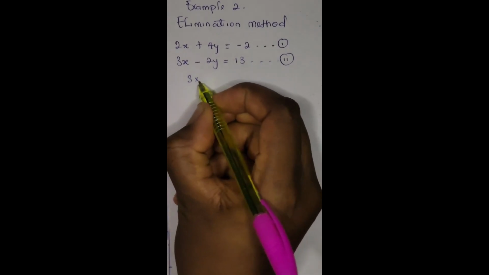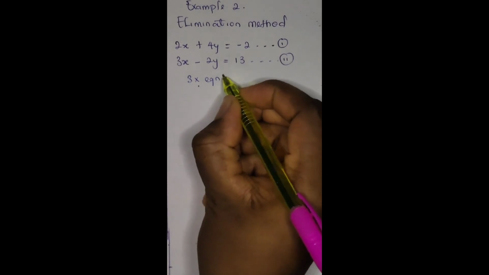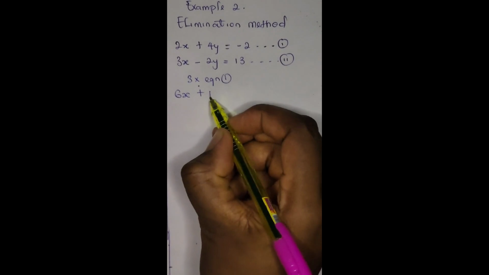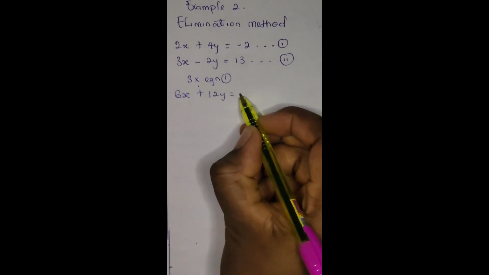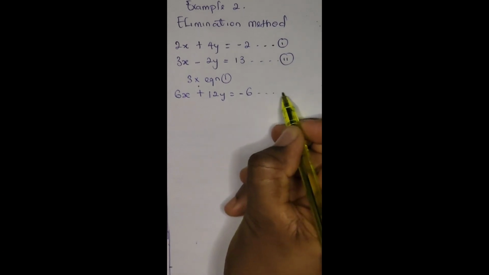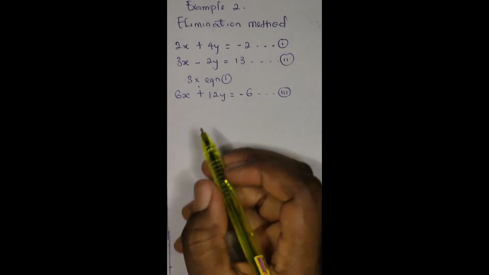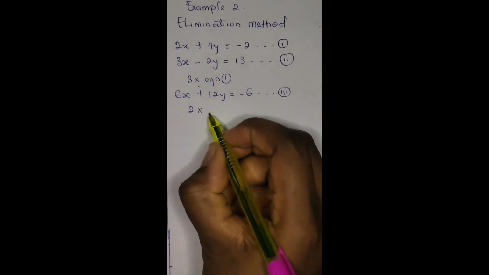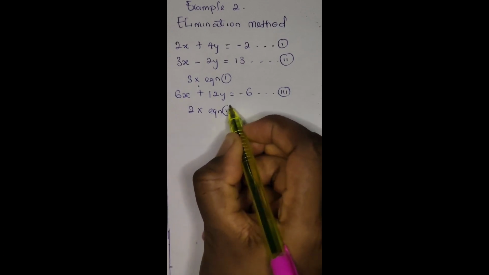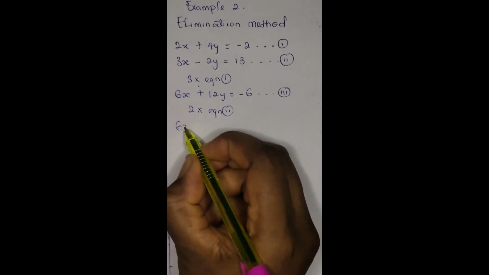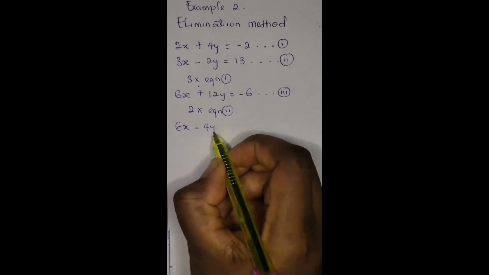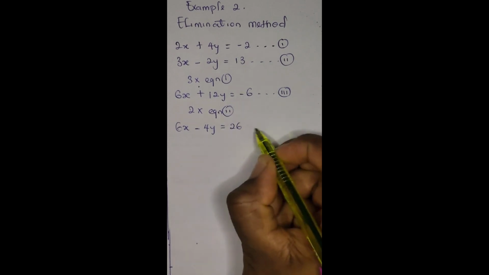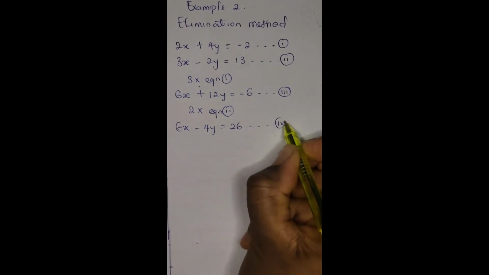So we have 3 times equation 1 will give us 6x plus 12y equal to minus 6. Let's take this as our third equation. Then let's multiply equation 2 by 2. We have 2 times equation 2, which will give us 6x minus 4y equal to 2 times 13 is 26. Let's take this as our fourth equation.